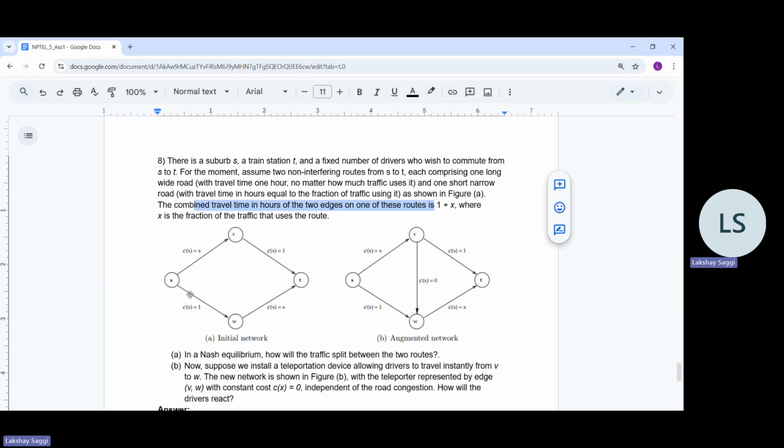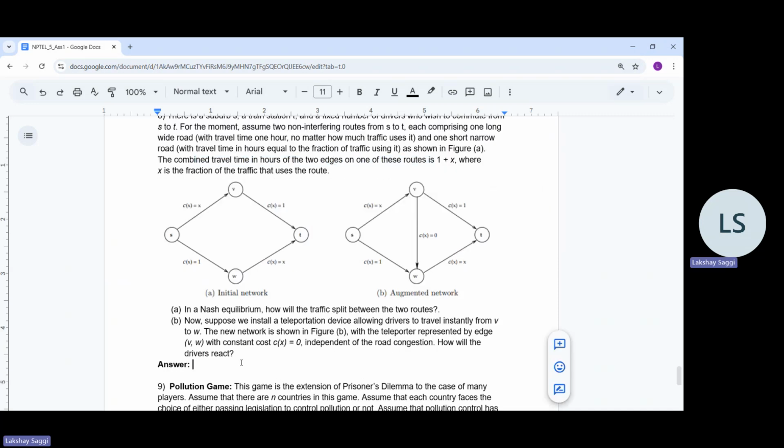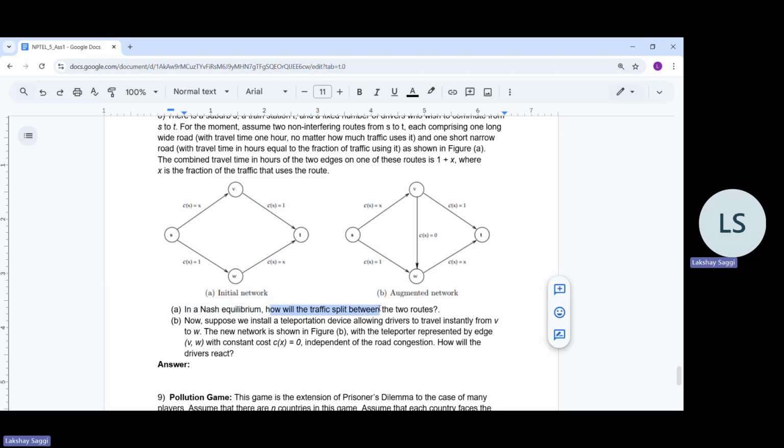So the cost of this path will be 1 plus Y, and this will be 1 plus X. And now the problem asks us, in a Nash equilibrium in A part, how will the traffic spread between the two routes? So like how much fraction of traffic will go from the above route and how much traffic will go from the lower route in a Nash equilibrium? This is what we want to find out.